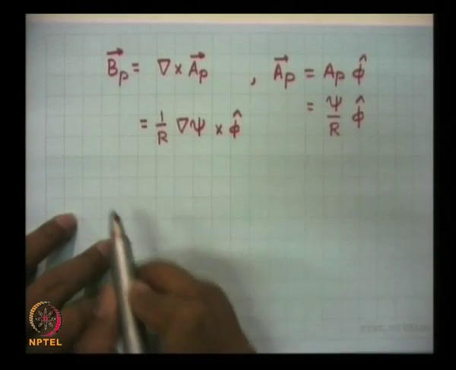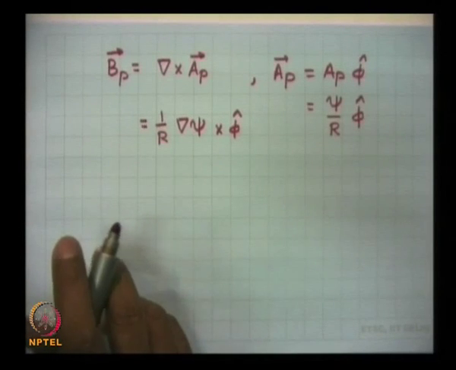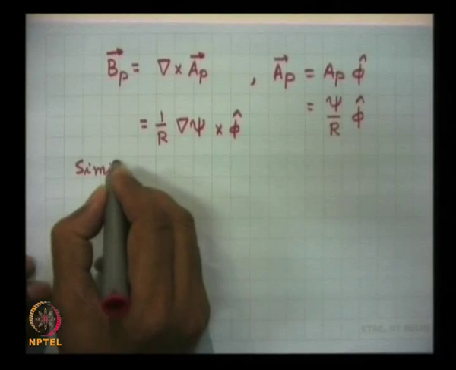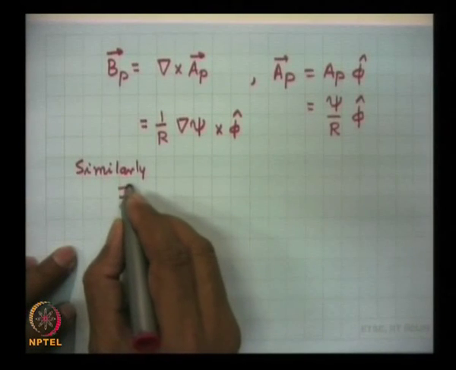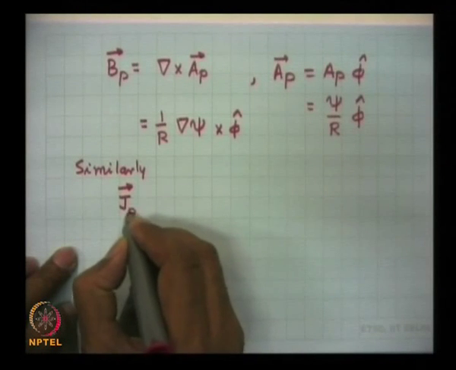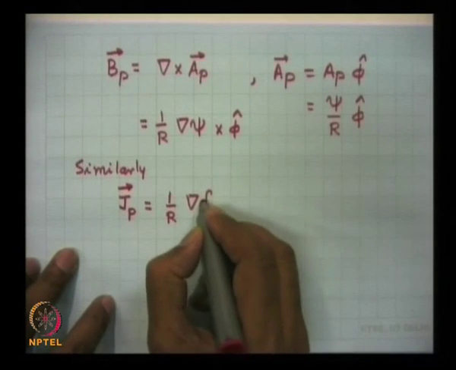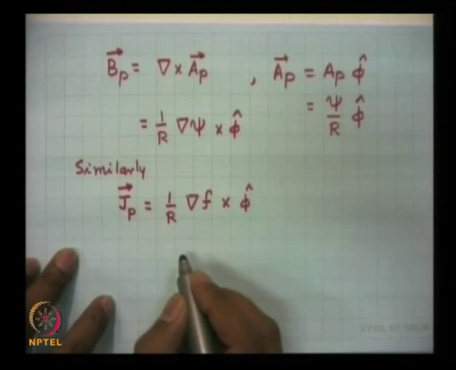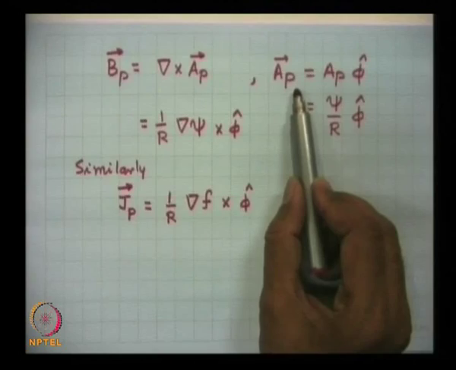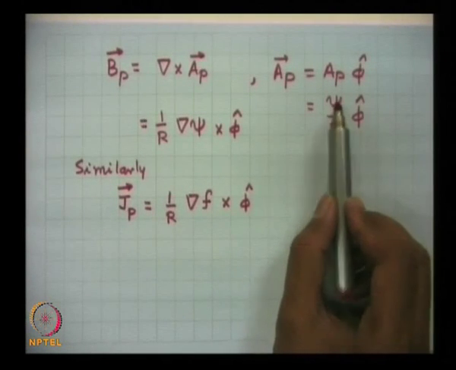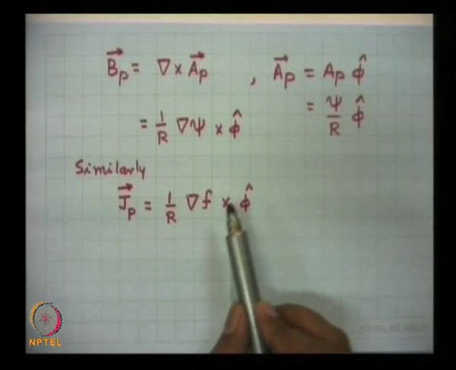Just by substituting this in here, I can write down my poloidal magnetic field as gradient of psi cross phi cap. And by similarity, I can introduce another function f such that J, the current density, which is poloidal current density in the plasma, can be written as 1 upon R gradient of another function f cross phi cap. I do not know what f I should choose, but just as for B_P I have chosen a vector potential in terms of a scalar function psi, I believe that I can write down J_P also in terms of a scalar function f, but I should find a proper scalar function f. That is the issue.